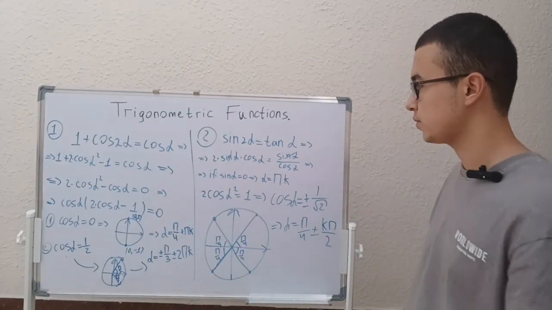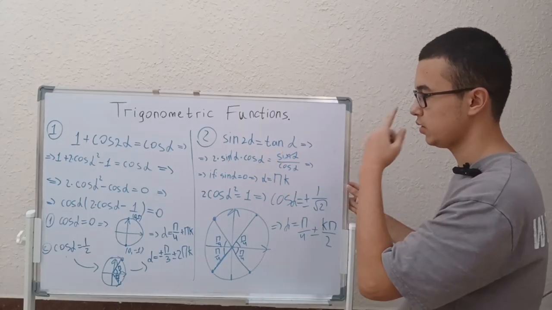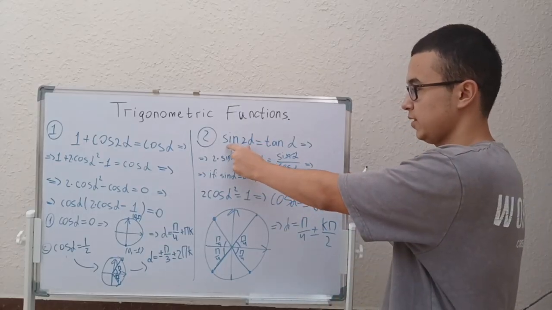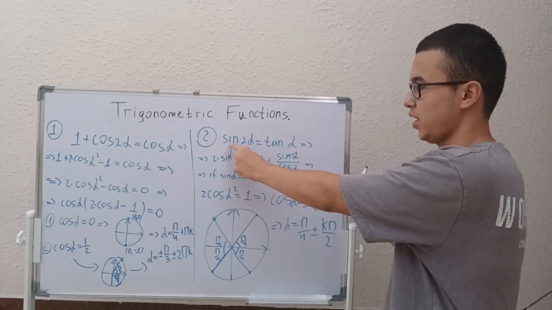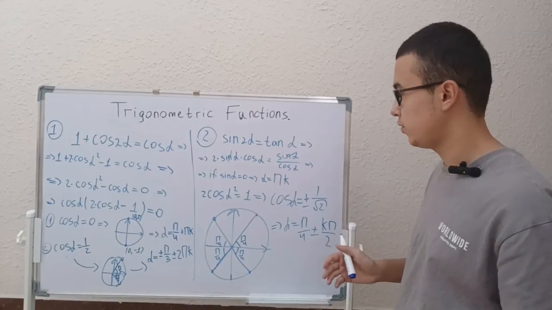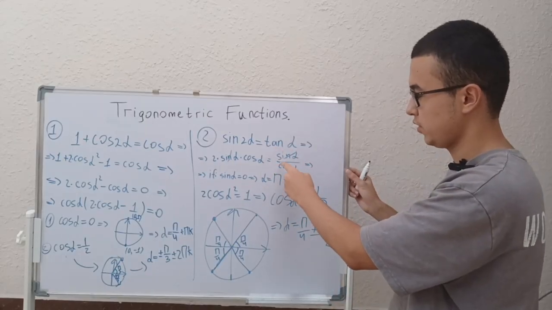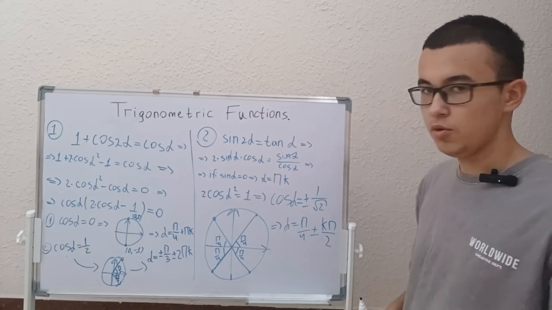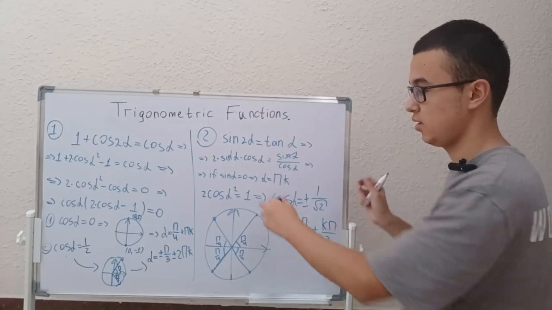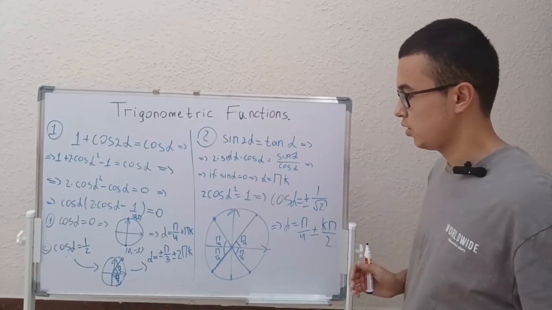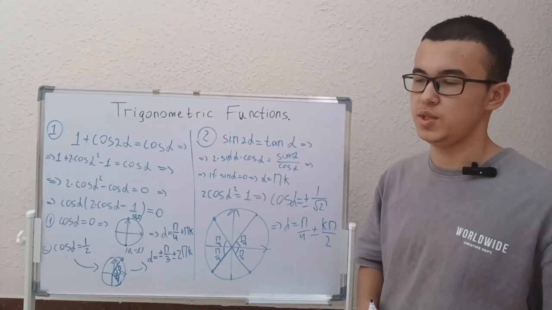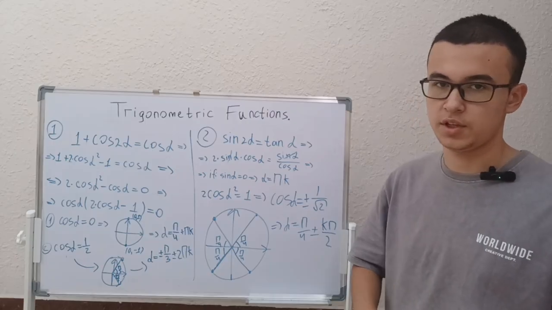The second problem is sine 2 alpha equals tangent alpha. In our formulas we had the definition for sine 2 alpha: it is 2 times sine alpha times cosine alpha. And we know that tangent alpha is equal to sine alpha divided by cosine alpha. So we can eliminate sine alpha from both sides. In the case where sine alpha is equal to 0, it is easy to see that alpha would be pk, because for sine to be 0, the angle must be either 180 or 360 degrees.